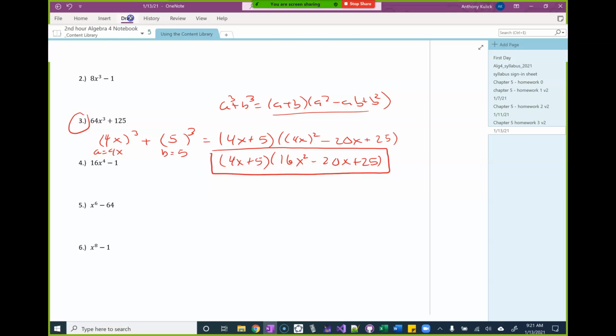Does that feel okay, Bianca? Yeah. You're welcome. So again, familiarizing yourself with some of those perfect cubes is often going to be helpful. You know, like 1, 8, 27, 64, 125, 216.